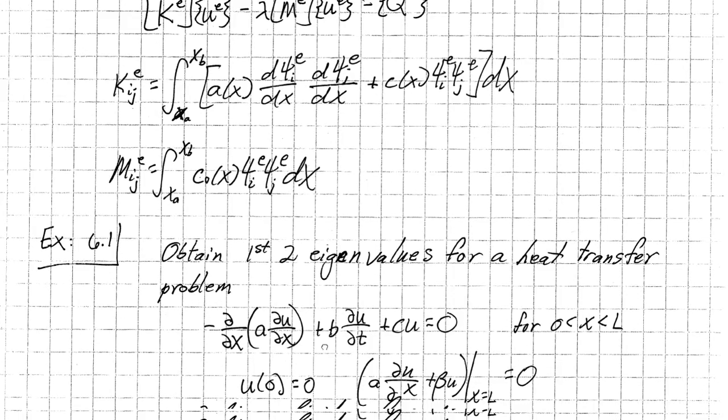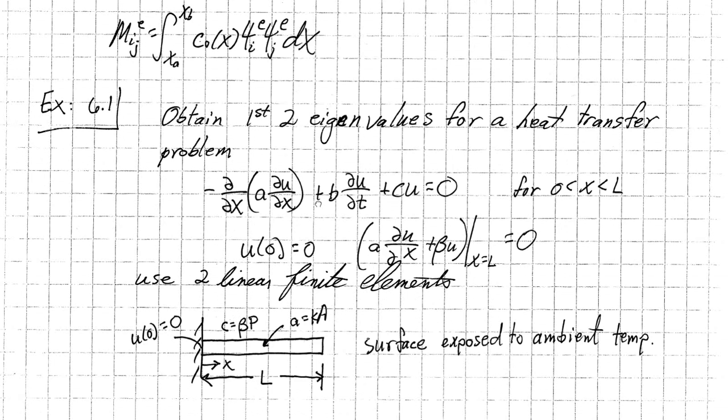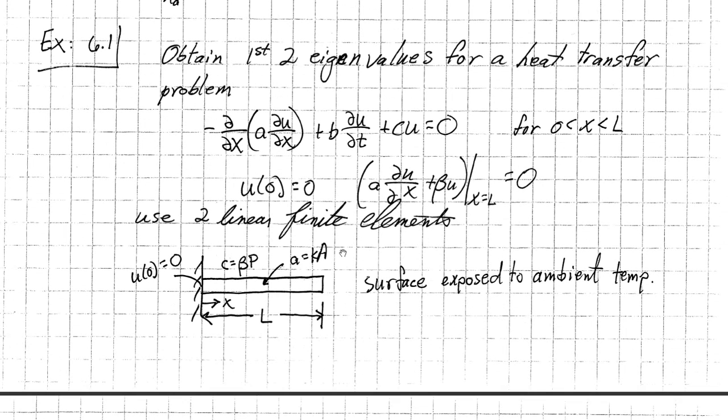So to illustrate how we solve for lambda, let's do an example. We're going to set up a bar with 2 elements. This allows us to get the first 2 eigenvalues for this heat transfer problem. So again, we're going to take this form of the ODE for a bar with length L. We're going to set the temperature to 0 on one side, so this would really be a change in temperature, delta T, and then our flux on the other side is going to be 0.